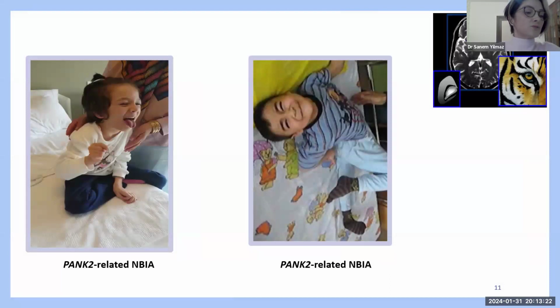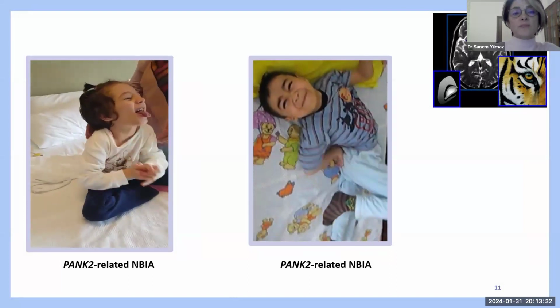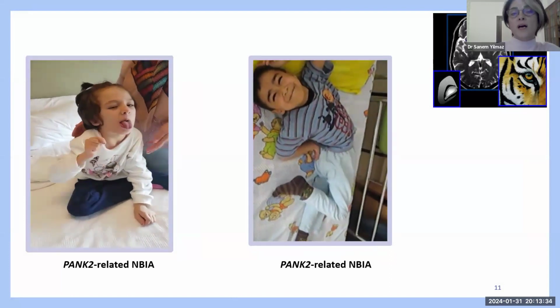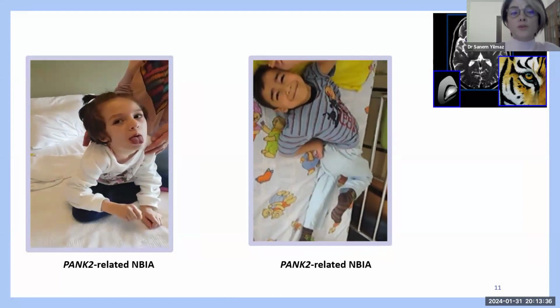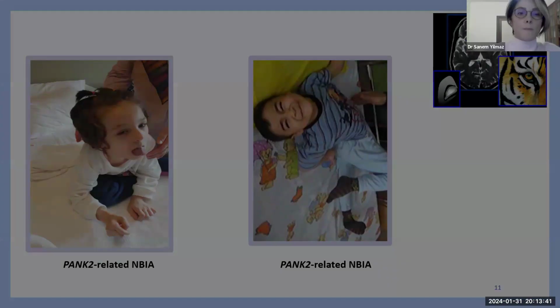And just to remind, PKAN is an important cause of dystonia in childhood, and tongue dystonia and opisthotonic posturing is an important clue for PKAN disease in childhood.